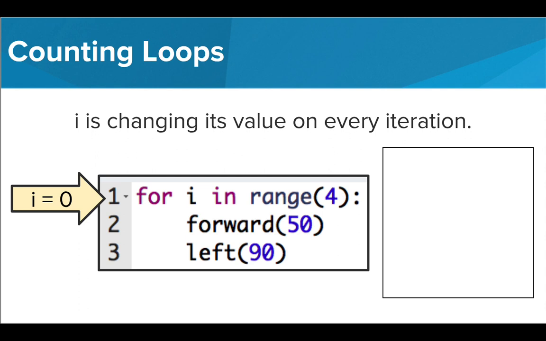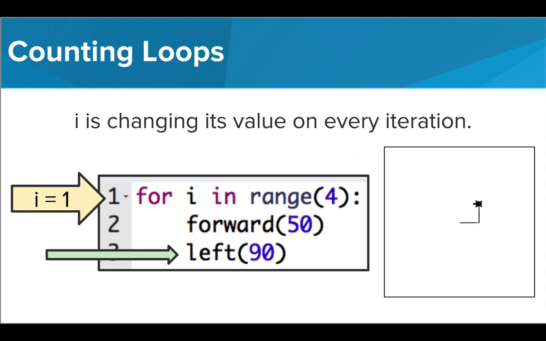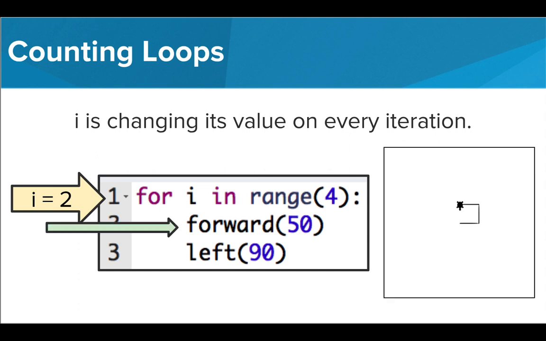So i starts at 0, then the code indented below runs. Then our loop goes back to the top and i increases by 1, so i is now equal to 1. Then our code below runs again. Our loop goes back to the top and i increases by 1, so i is now equal to 2. Then our code below runs again.